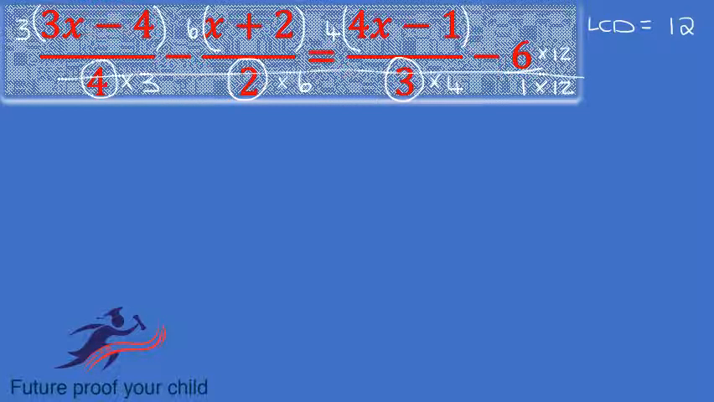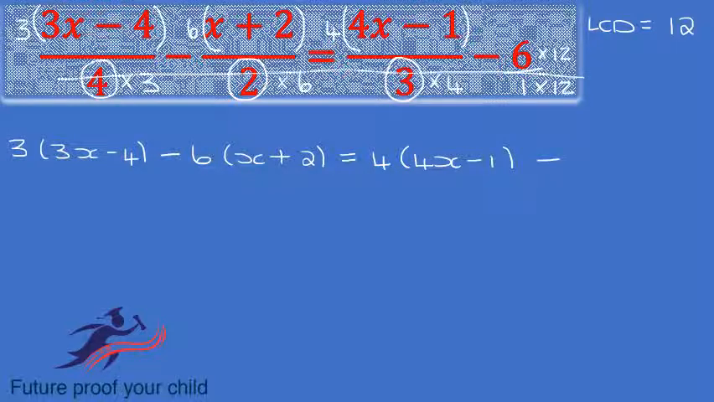So I'm going to write the top down. So it's 3 times 3x minus 4, then minus 6 times x plus 2 equals 4 times 4x minus 1, and then you'd have minus 6 times 12, and that you can work out, so long, is 72. Then I'm going to get rid of the brackets by distributing the numbers in front into the brackets.